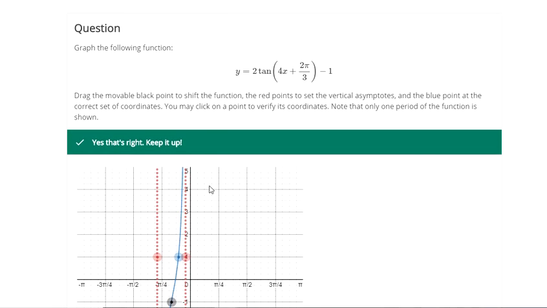Okay, so that last part's kind of tricky because they're looking for a specific dot. They only have one x coordinate for you to test out, so you just have to plug in whatever the x coordinate is and solve.